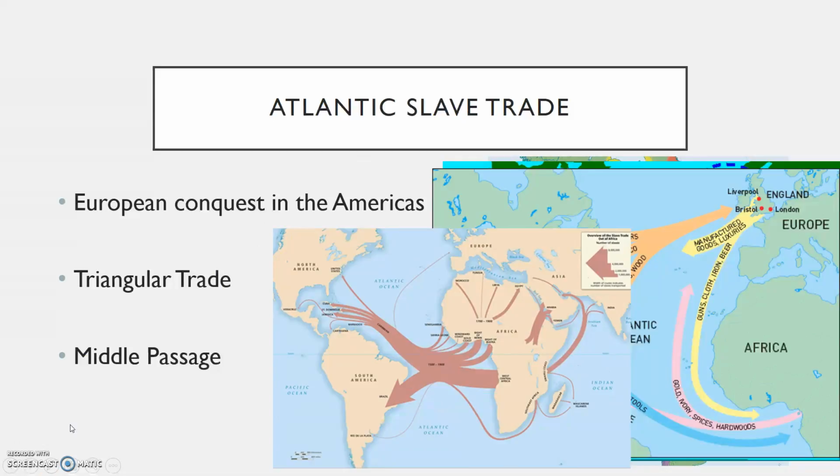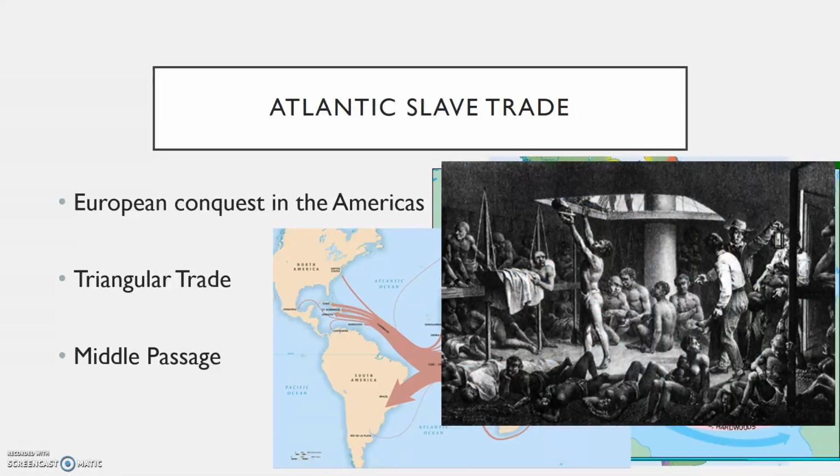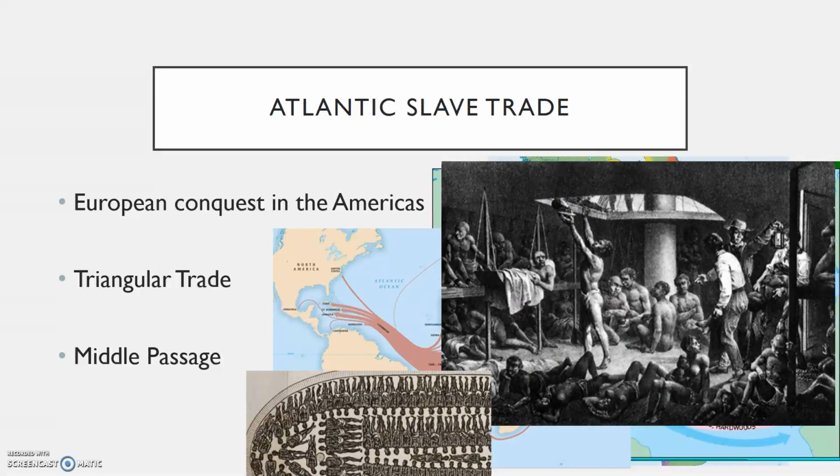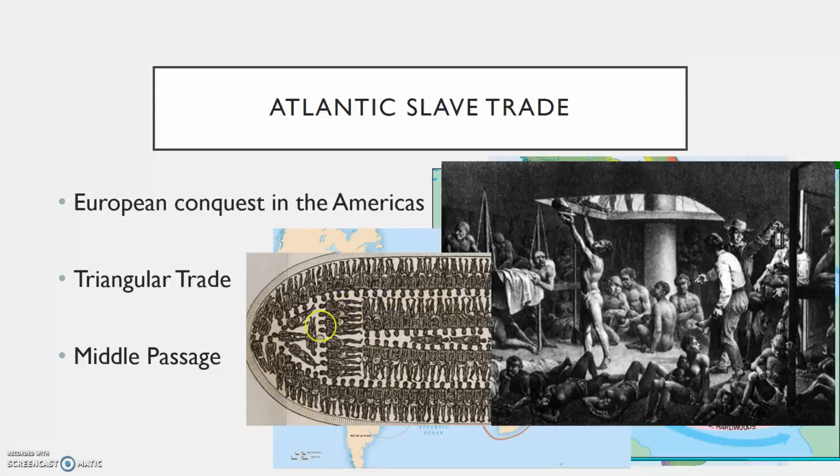Okay, so crew members would pack them in as tightly as possible, with very little in the way of open air. You see a diagram here that was drawn up by the ship's captains and the ship's owners to try and say, well, how can we maximize space? How can we fit as many humans below deck as possible in order to make the most amount of money?